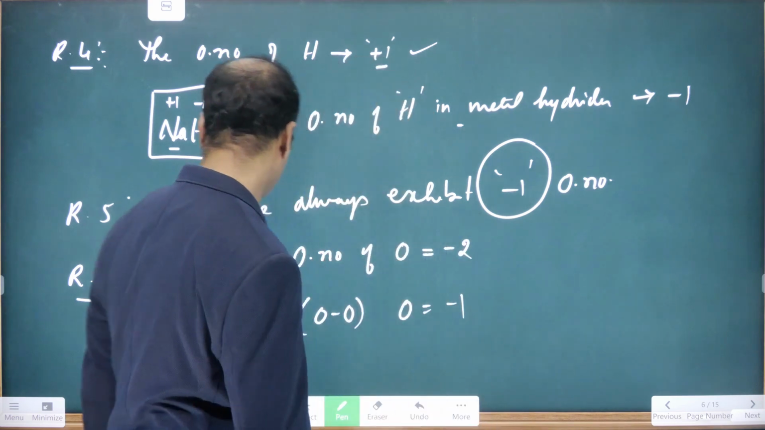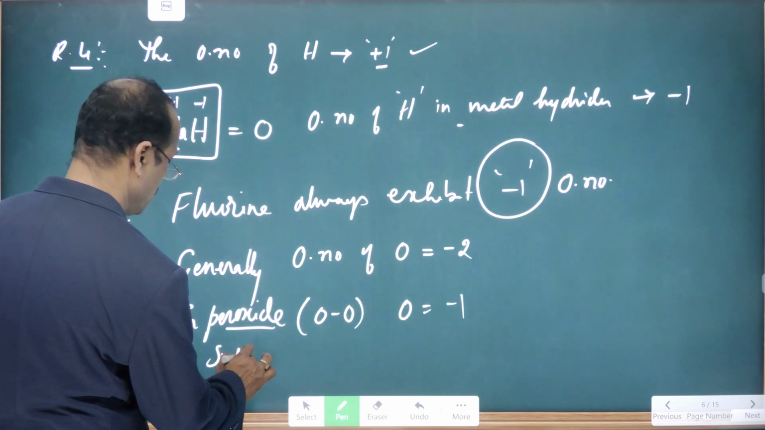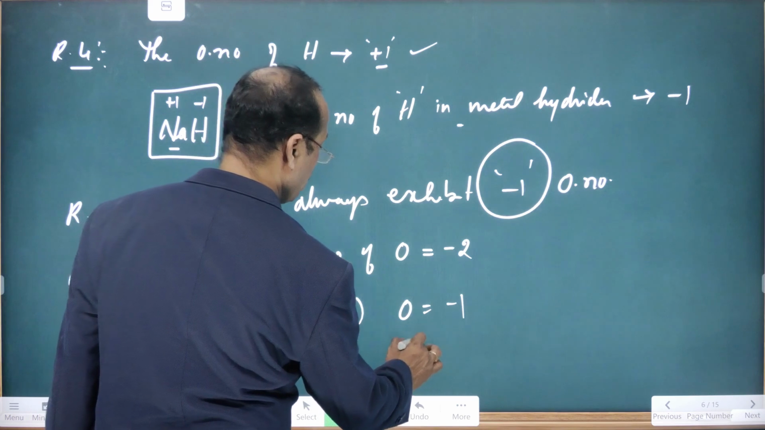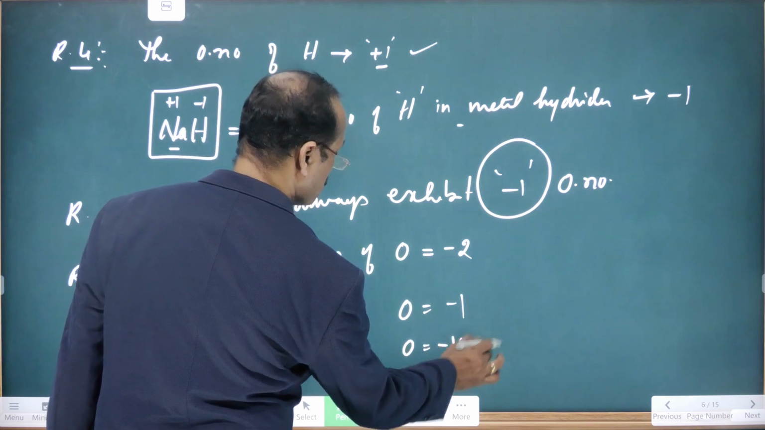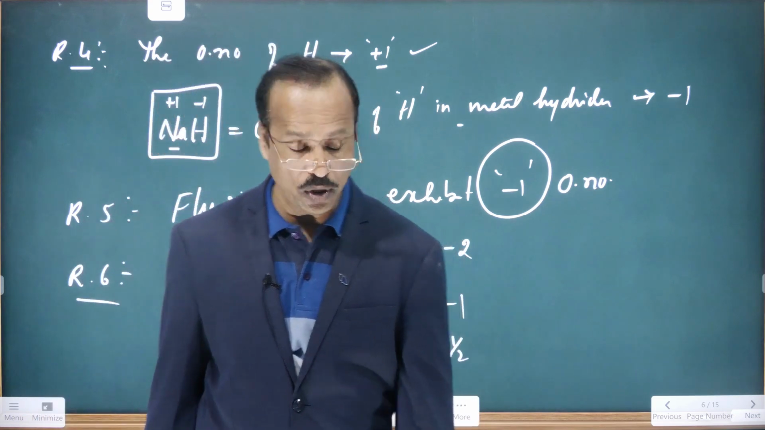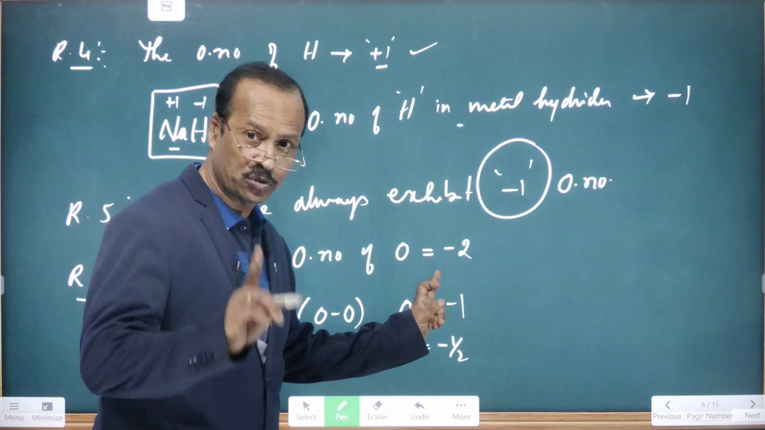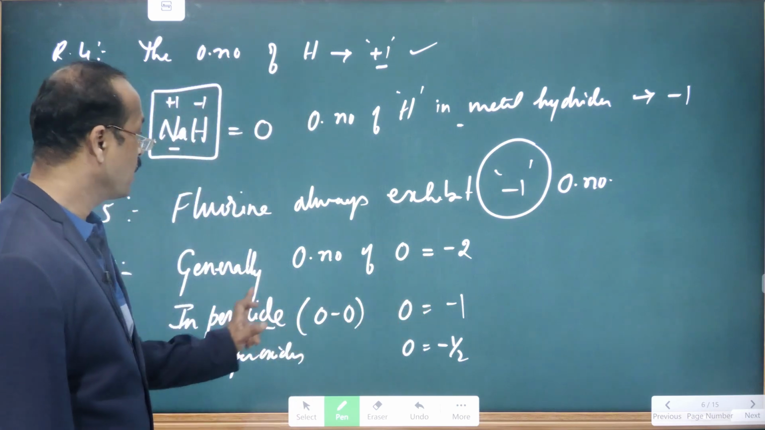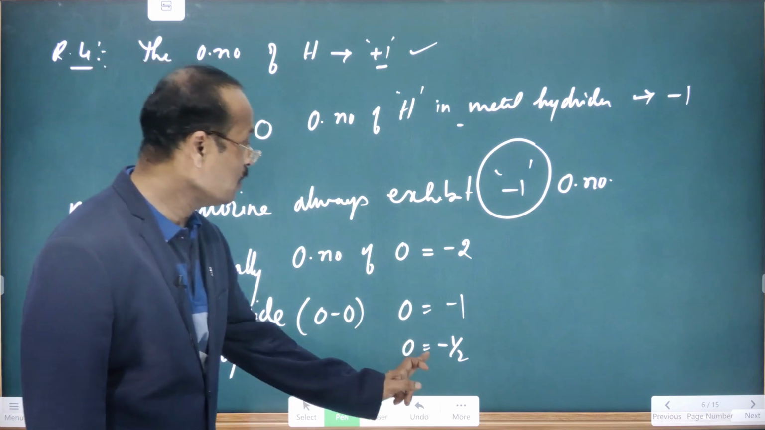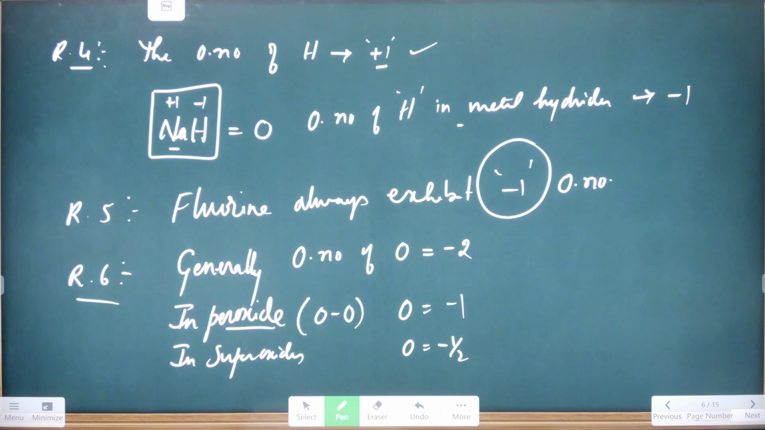in superoxides, oxygen exhibits minus half oxidation state. So this is very important. Generally oxygen exhibits minus 2. Generally we have to take minus 2 only, but in peroxides you have to take minus 1, and in superoxides you take minus half. So once go through this slide within 1 minute.